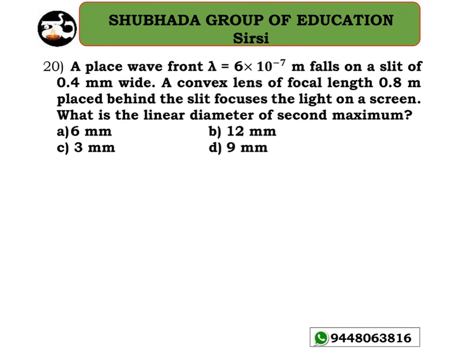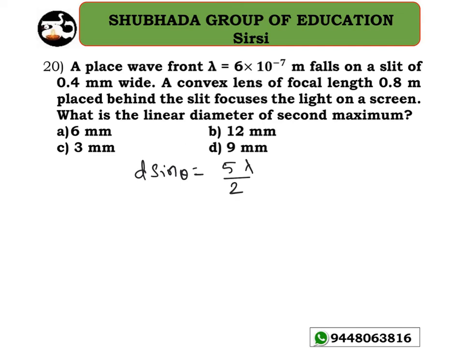Okay, the next problem says a plane wavefront, lambda equal to 6 into 10 to the power of minus 7 meter, falls on a slit of 0.4 millimeter wide. A convex lens of focal length 0.8 meter placed behind the slit focuses the light on a screen. What is the linear diameter of the second maximum? As you know that for secondary maxima, we have the expression d sine theta equal to 5 times lambda divided by 2.